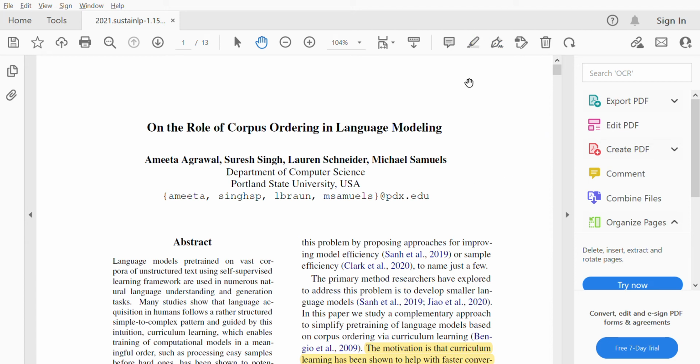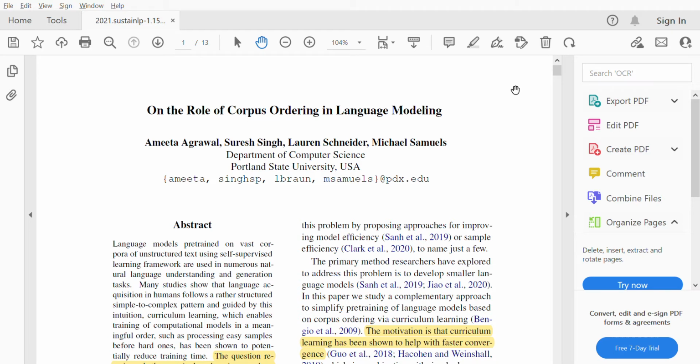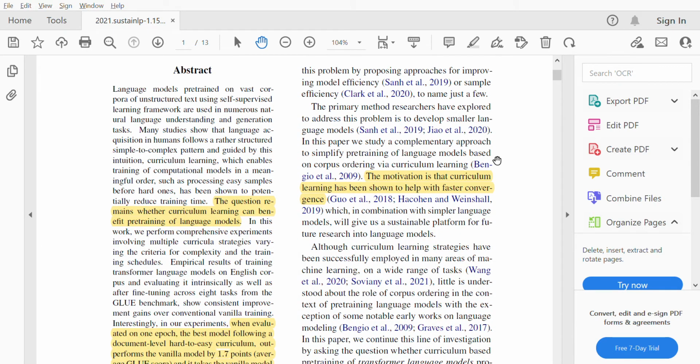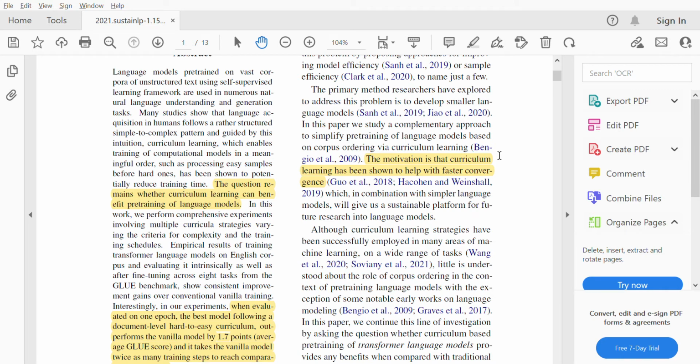Hi there. I'm going to be talking through this paper on the role of corpus ordering in language modeling out of Portland State University. So this paper really looks at the idea of curriculum learning in more detail and specifically wants to understand how ordering on the basis of difficulty, as well as how one actually integrates an order into a particular curriculum, impacts downstream performance on both perplexity and loss as well as on fine-tuning tasks.